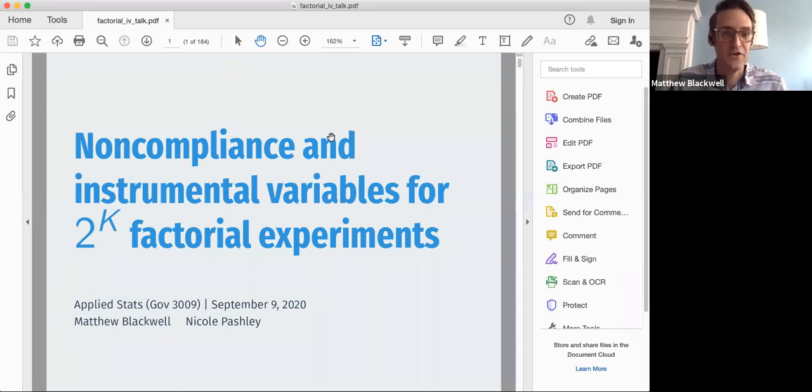Okay. So, like Soichiro said, this is joint work with Nicole, who's here on the call, but physically has moved away from Harvard to New Jersey. And so what we did in this paper is we took a look at noncompliance in a general class of factorial experiments, 2 to the k. I'll try to give some motivation for what we're trying to do here.